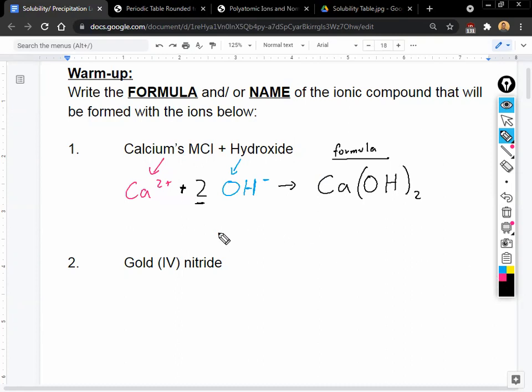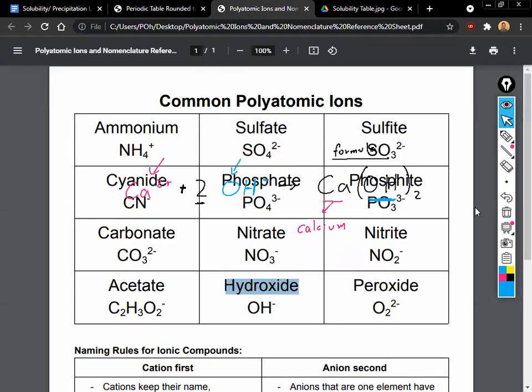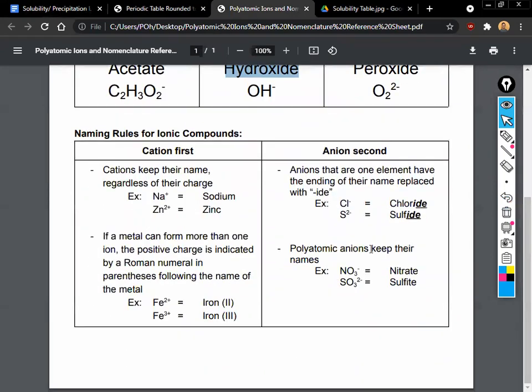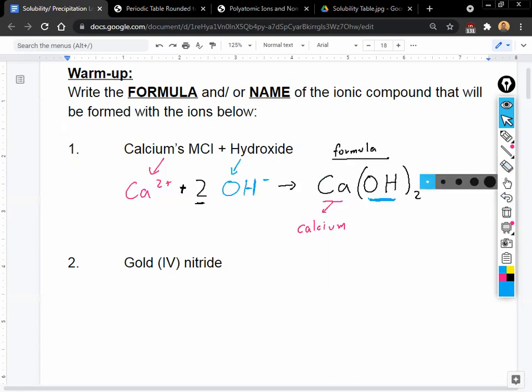All right, now we need to name it. For the name, very simple. We just take the cation. The name doesn't change, so this is calcium. For the anion, we just need to figure out if it's polyatomic or one element. Since we got it from the polyatomic chart, it's polyatomic, and polyatomic ions keep their name, so we don't need to change it at all. So the name for this compound is calcium hydroxide. Okay, and that's it. Any questions about that?